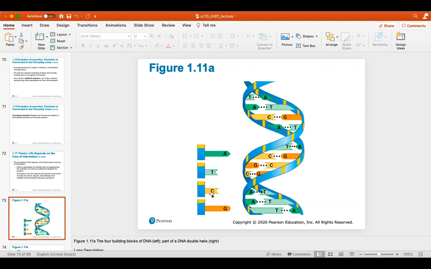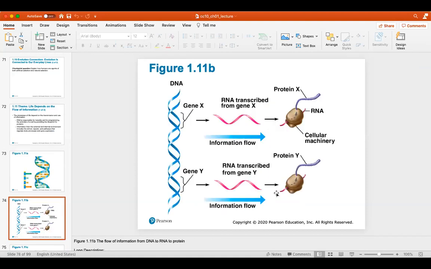Adenine, thymine, cytosine, and guanine. They're nitrogenous bases, and they fit together like a puzzle to wind up this DNA in a helical double-stranded structure. So that's DNA, which contains the genetic blueprint, building blocks for the proteins in your cells. And the proteins in your cells go on to do all of your cellular processes, which means all of your life processes. So here's a gene X from a DNA strand and gene Y.